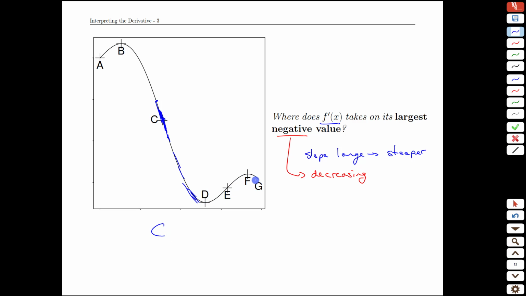To be thorough, we should look a little further along. If we compare the slopes, even at G here though, they are not as steep as the slopes on that large drop-off section around C.